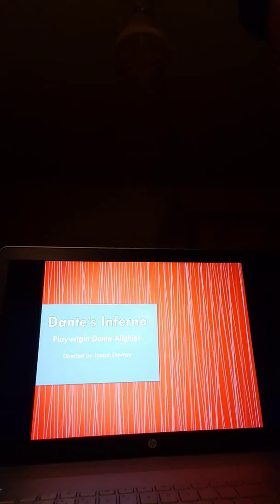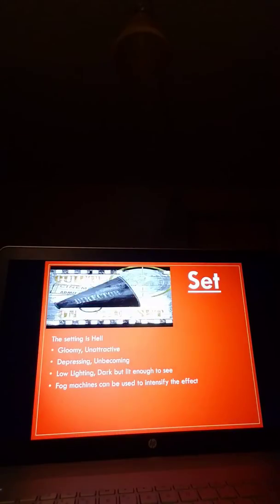Hopefully you can read that. It says Dante's Inferno, playwright Dante Alighieri, directed by Joseph Downey. Now the set of Dante's Inferno is basically hell. It's gloomy, unattractive, depressing, unbecoming. There's very low lighting, kind of like how I have it in here. I want it to be low lit, dark but lit enough to see, and fog machines can be used to intensify the effect. I didn't really have very many stage props that I could use to set the tone, but I at least dimmed the lights. I'm in my basement, and the setting would be something similar to this. Of course, I don't have fog machines or anything, but I did the best I could with what I got.